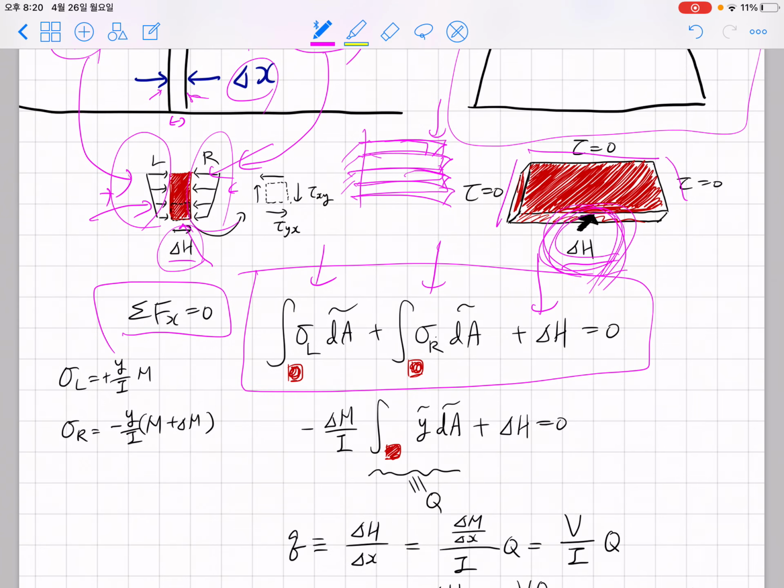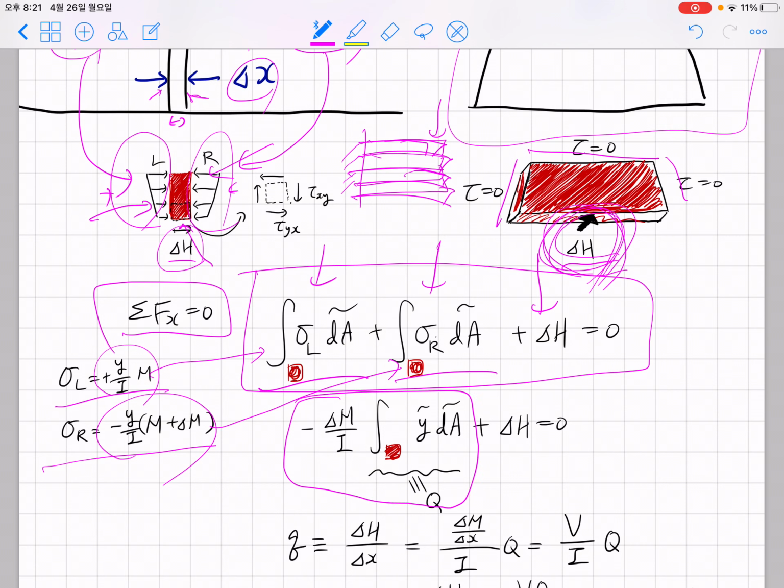Okay, and how can you obtain the force on the left and the force on the right? We can just utilize the flexure formula, and you have to be careful about the sign here, but except for the sign, there is nothing to confuse. If you plug in the expressions for sigma L and sigma R, this is the equation we get regarding the sum of the forces on the left and right-hand sides, and delta H is the force on the bottom.